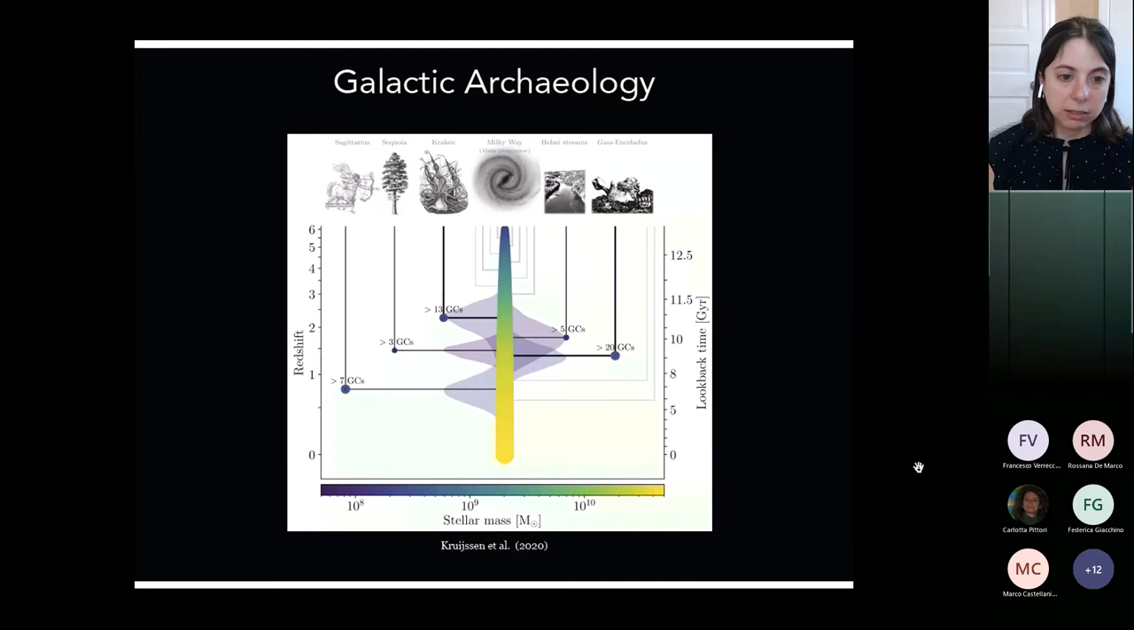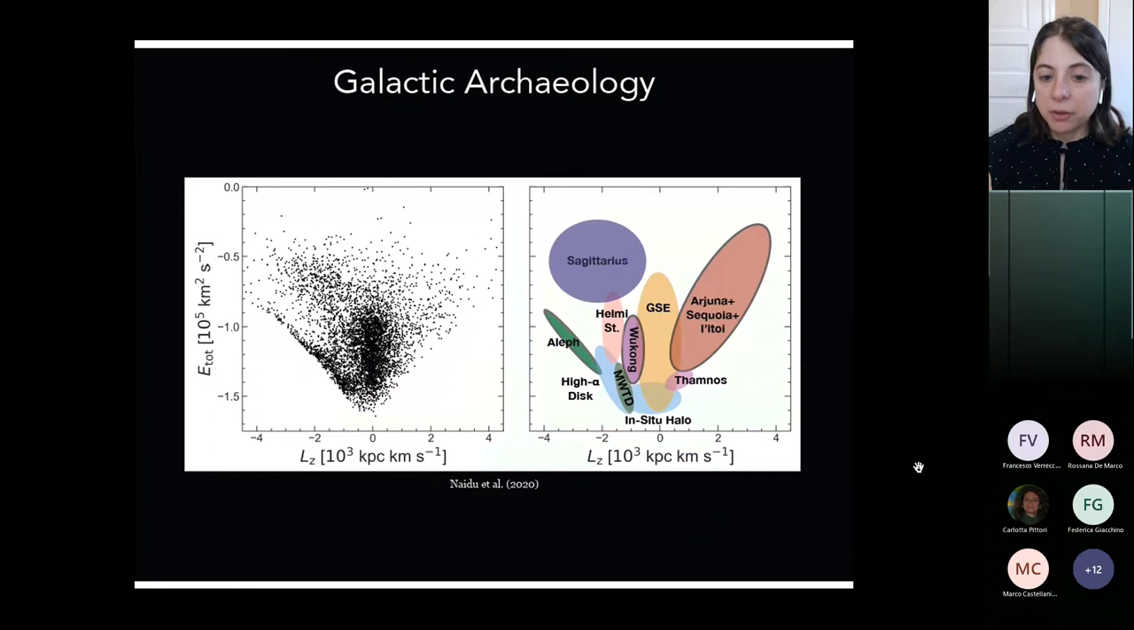And then as you work backwards, there's other merging events that have been identified. Another one that I'll spend quite a bit of time talking about later is this Gaia Enceladus merger, which is hypothesized to have occurred sometime between 8 to 10 giga years ago. Next slide.